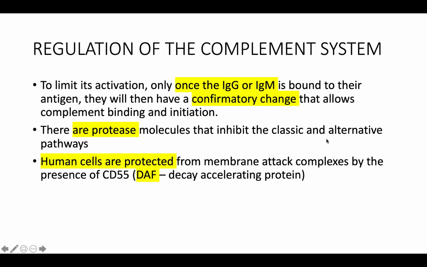The second limitation is that we have protease molecules that inhibit both the classic and alternative pathways and keep them in check. Now the third one: how do we prevent this complement system from attacking our own healthy cells? This is important because a cancer cell will most likely not be healthy and will not produce this factor, which is called the decay accelerating factor. It accelerates the decay of the membrane attack complex, so it ruins the membrane attack complex. It will decay and break apart and will not cause damage. Human cells are protected with this DAF, decay accelerating factor, which is also called CD55. So all of our cells will have CD55 to protect them from complement activation and membrane attack complexes.